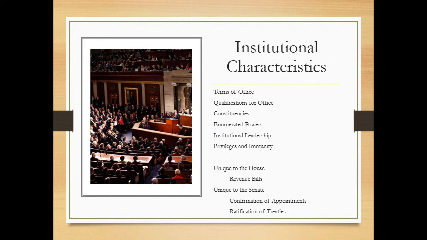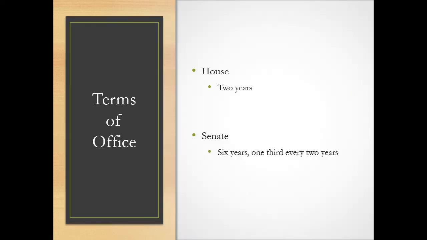What are their enumerated powers? What is the structure of institutional leadership? What are the privileges and immunities granted to the legislature? And are there any unique institutional characteristics to the House, to the lower chamber? Are there any unique characteristics to the Senate, the upper chamber? We know the terms of office are 2 years for the House and 6 years for the Senate. You would think that 6 years for the Senate might just be a good compromise.